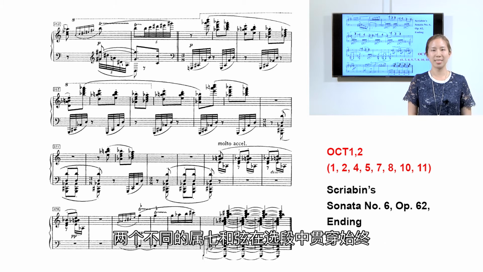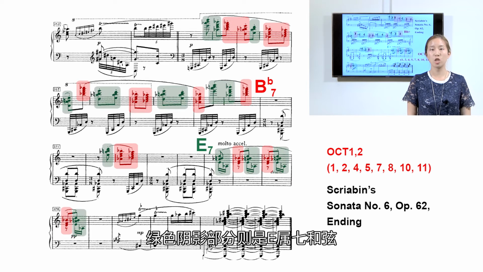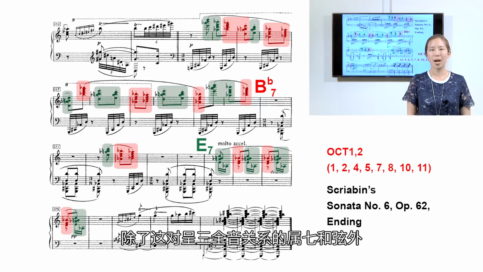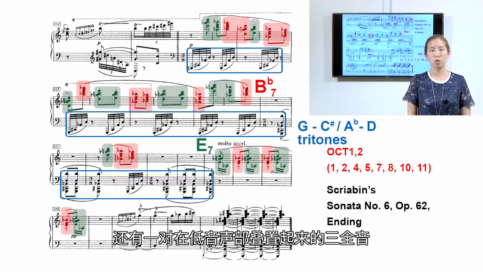2 different dominant seventh chords are played throughout the section. The one shaded in red is a B-flat dominant seventh, while the one shaded in green is an E dominant seventh. Added to the 2 tritone-related dominant seventh chords are a pair of tritones superimposed in the bass.